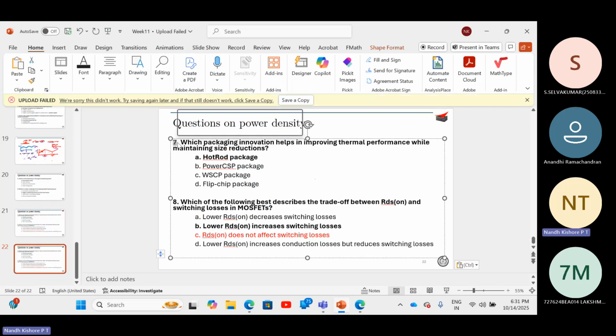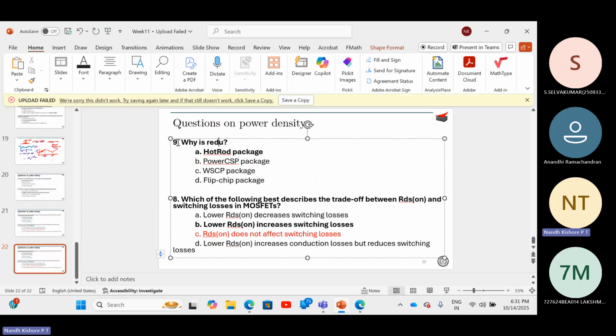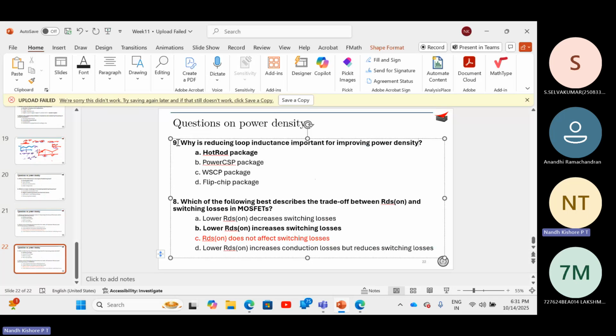So the next question would be: is reducing loop inductance important for improving power density?